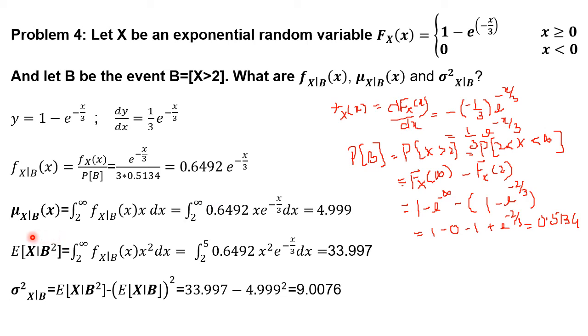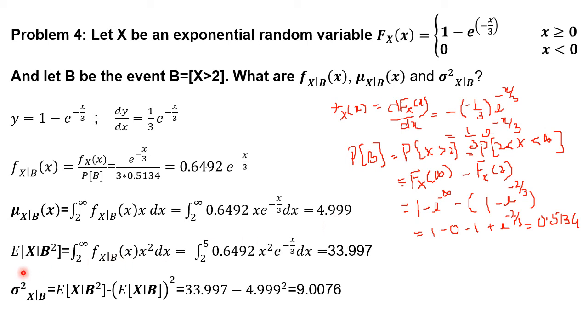Similarly, we can find out the mean value of X given B by integrating x times the PDF f_X|B(x) with respect to x over the range 2 to infinity. When we simplify this and substitute these values, we get 4.999.